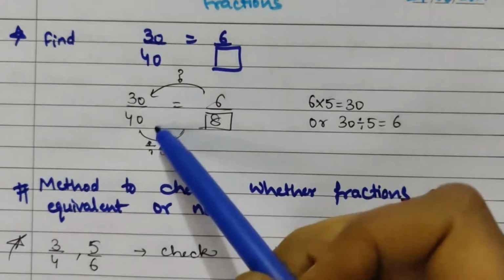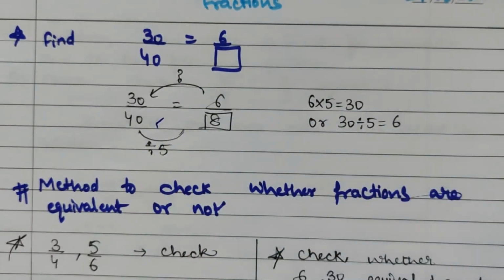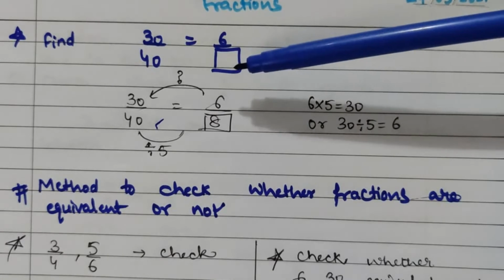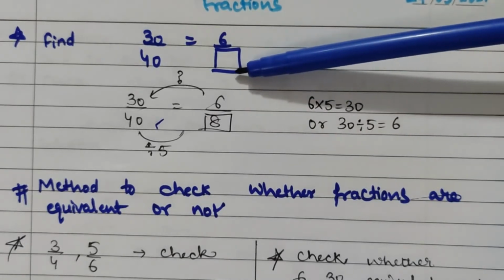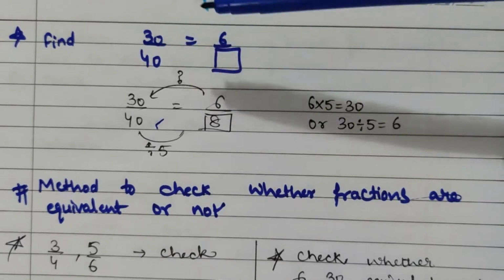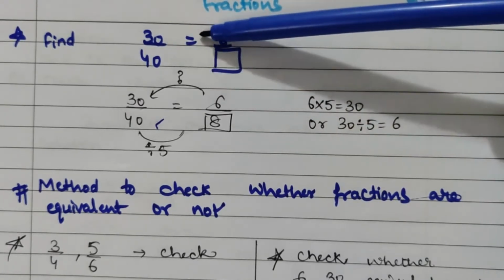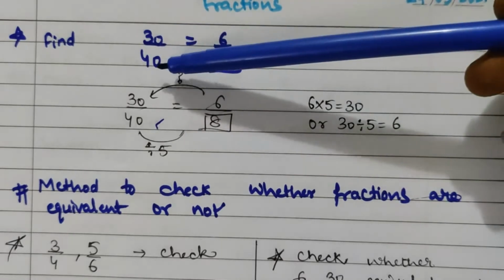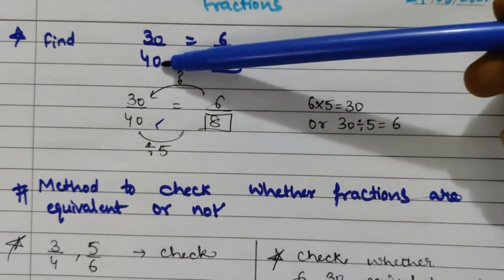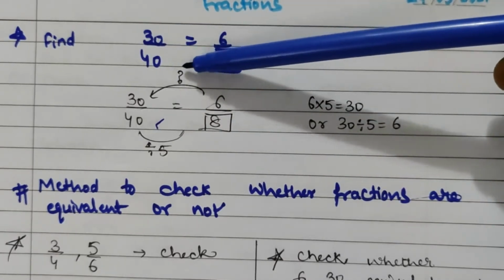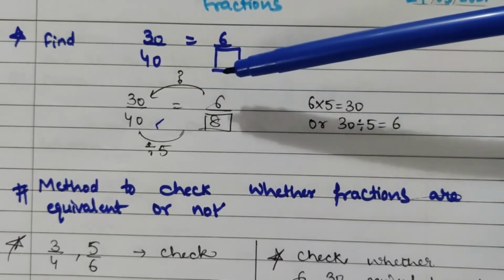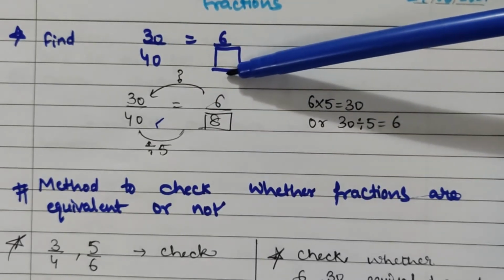Now we have 30 upon 40 is equal to 6 upon blank. Now from 30 how can we get 6? Yes, divided by 5. So it means in the denominator also I will divide by 5 and I get what? I get 8. Clear?